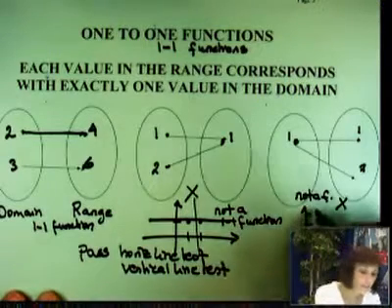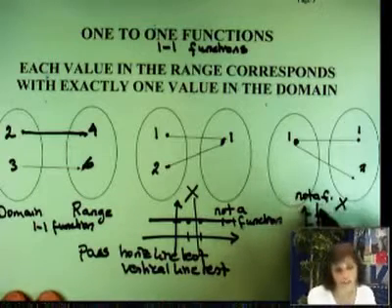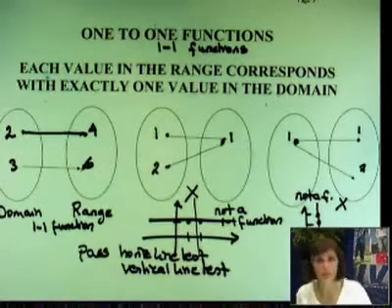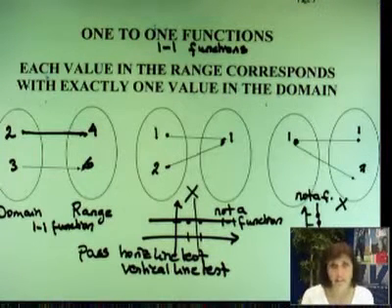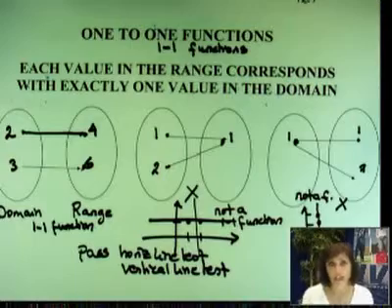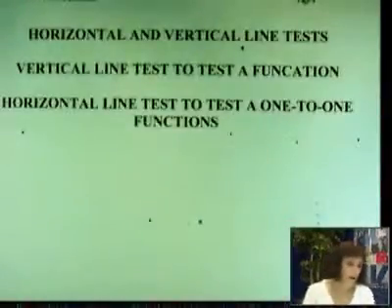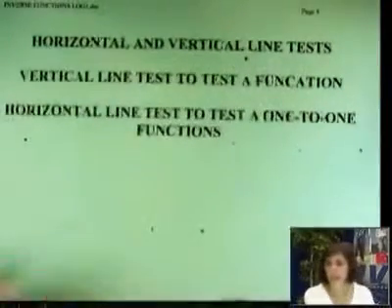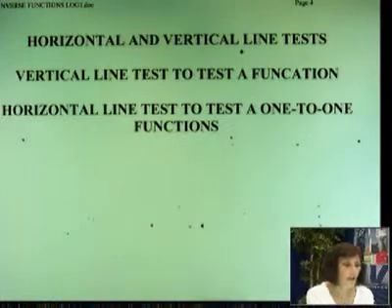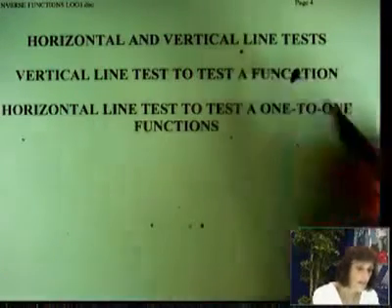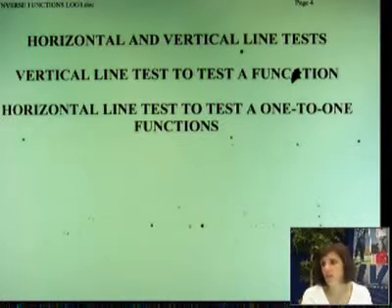How about here? The vertical line test is not satisfied, so it's not even a function. So I don't even proceed to check for the horizontal line test. So for it to be a one-to-one function, it needs to pass both the vertical line test and the horizontal line test. All right, horizontal and vertical line test. Here's the summary. You do the vertical line test to test the function, and the horizontal line test to test if that function is one-to-one.